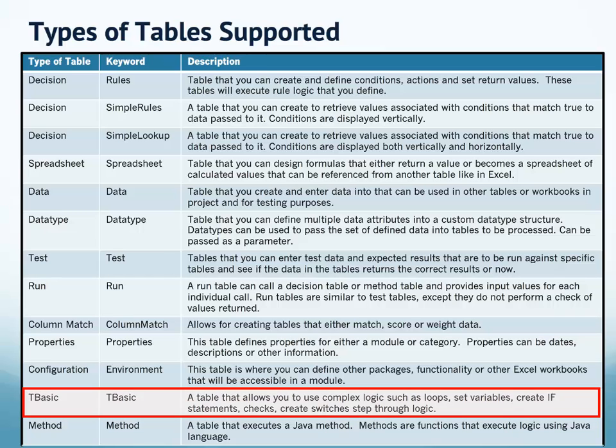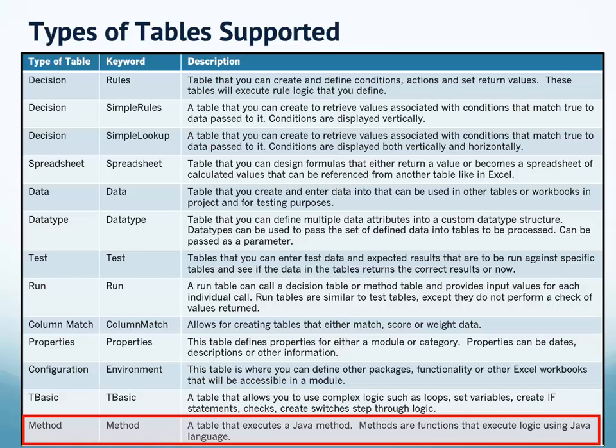We have a T-basic table that allows you to use complex logic such as loops, setting variables, creating if statements, checks, switches, stepping through logic. So that's for your real advanced type of rule development using programming concepts. We have method tables, and we're not going to be talking about those, but this is a Java-based and written program. So this table executes Java methods, and methods are functions that execute logic using Java.